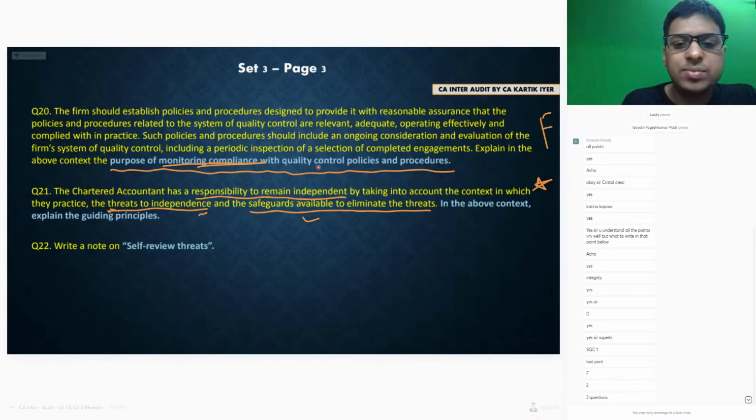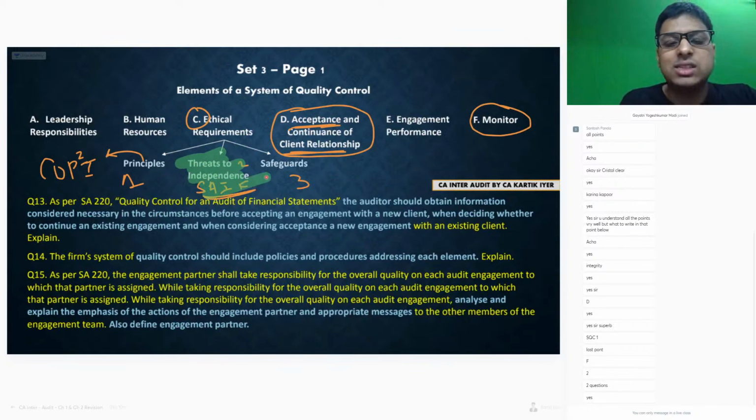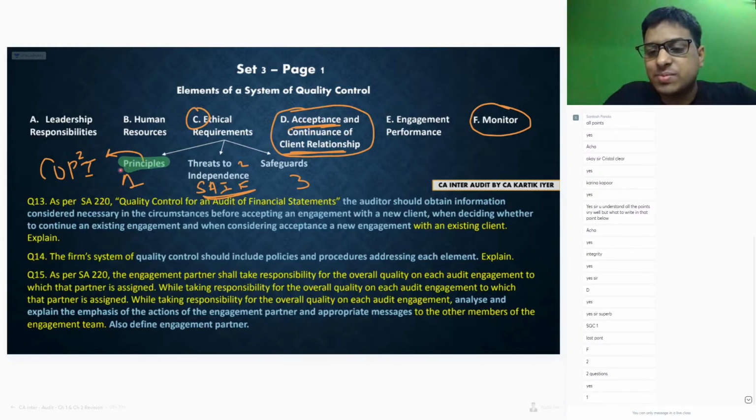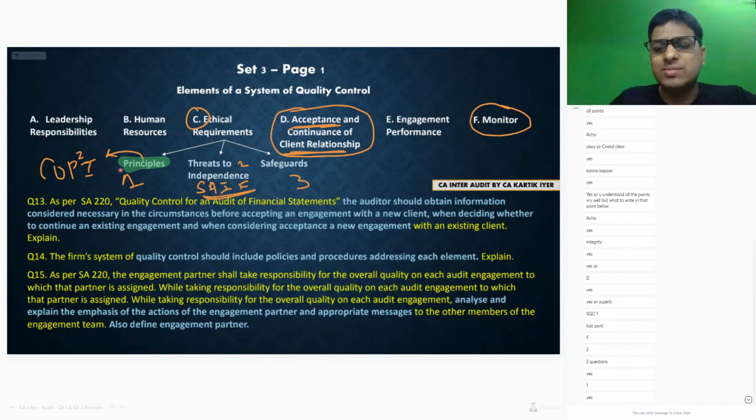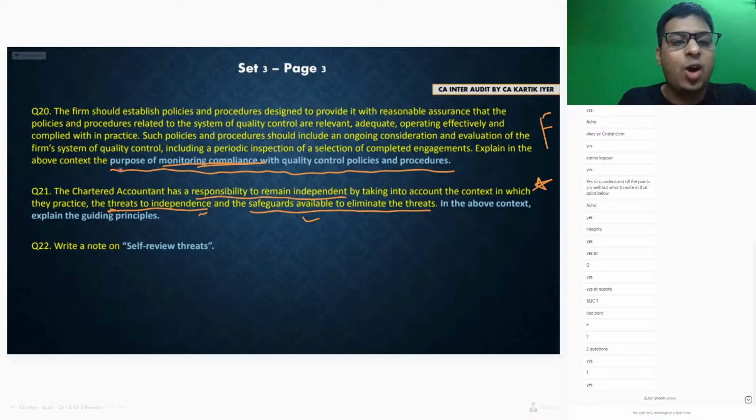In the end, they have asked, in the above context, explain the guiding principles. So basically, this is not the answer, this is also not the answer, but this is the answer. Did you understand it properly? Did you get how ICAI is asking you the question? So this is basically how ICAI is tricking you. Your answer is C1.